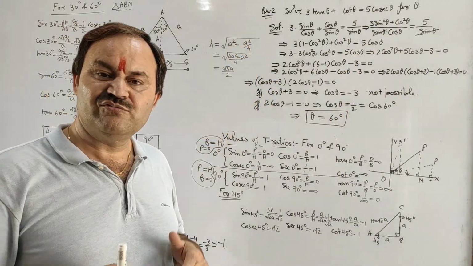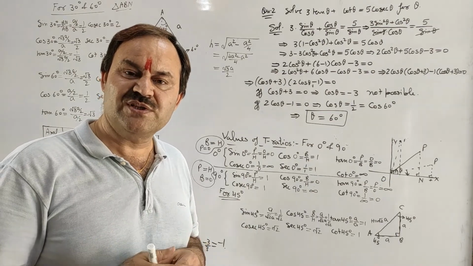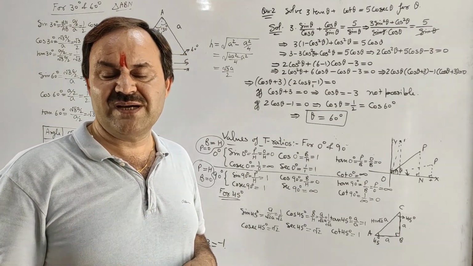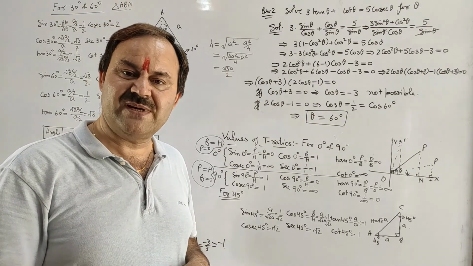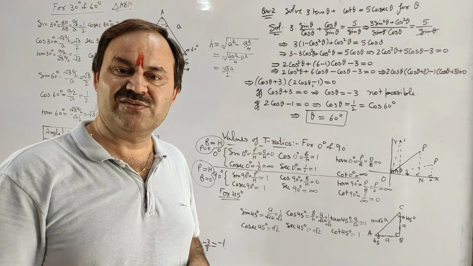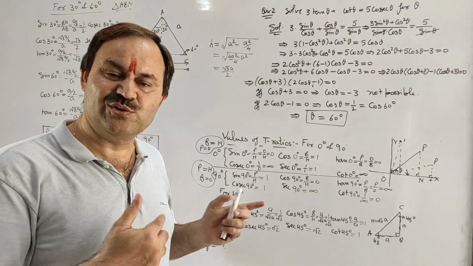In the next video we will study about the T ratios for 90 plus minus theta, 180 plus minus theta, 270 plus minus theta, 360 plus minus theta, and for minus theta. Also we will solve the questions related to these.